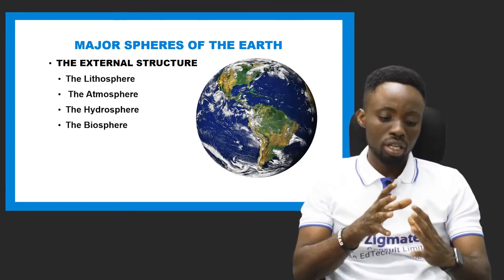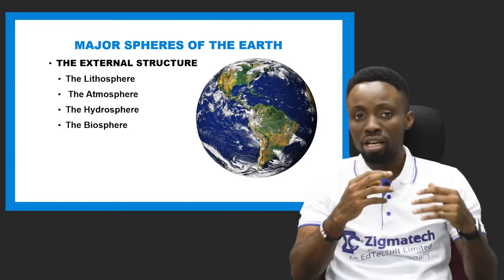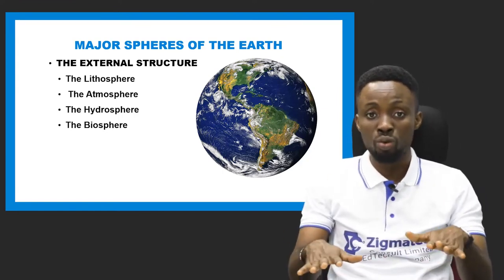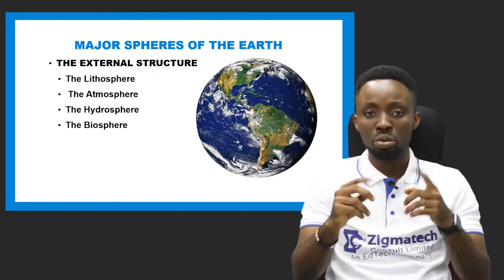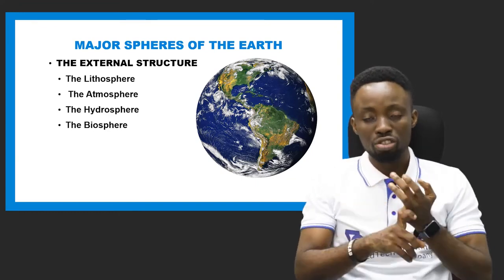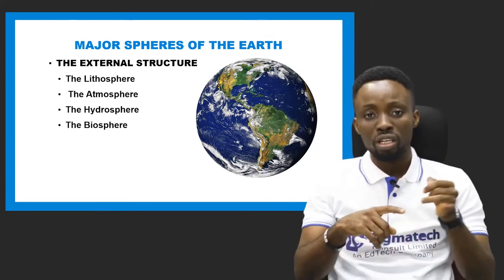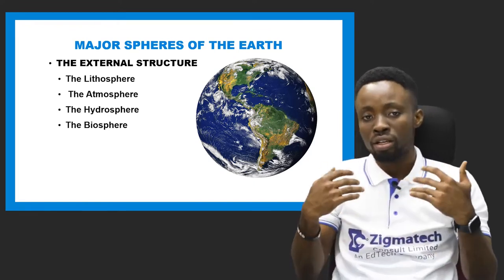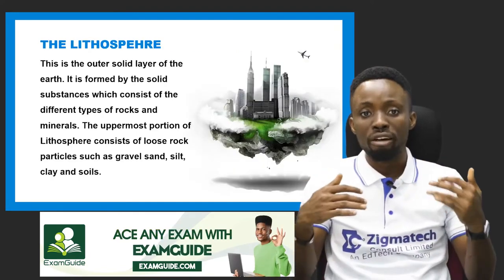So the Earth's structure is actually divided into two: the external and the internal. So the external starts from the Earth's crust, which is the lithosphere, where we are standing on or living on, down to the extreme end of the atmosphere. So the external structure is made up of the lithosphere. Then as you go up, we have the atmosphere. Then we have the hydrosphere and the biosphere. So these four components are the external structure of the Earth. So let's look at them one after the other.